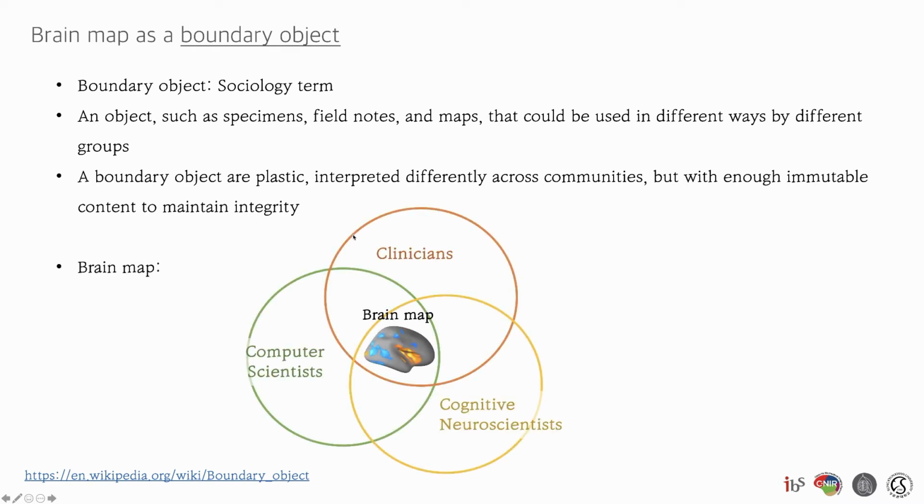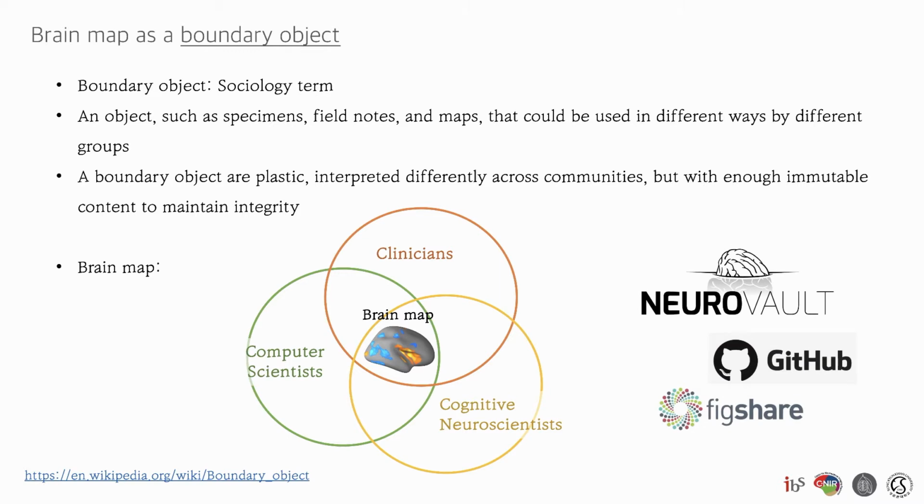So what I propose is that we need to treat brain maps as boundary objects that can be used differently by different groups. So cognitive neuroscientists can use them to reveal the brain mechanisms, while clinicians can use them for diagnosis. And to promote these flexible uses of the brain map, we need to share our maps and models through different platforms like NeuroVault, GitHub, and Figshare.